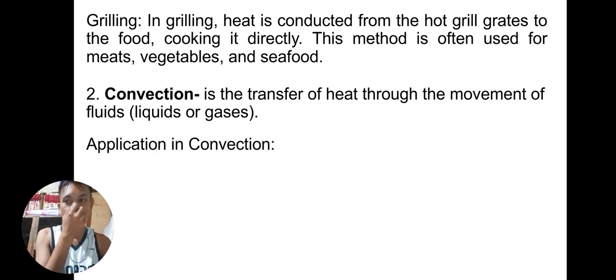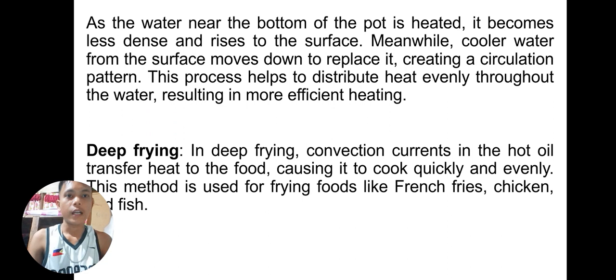That is called convection. So application in convection. As the water near the bottom of the pan is heated, it becomes less dense and rises to the surface. Meanwhile, cooler water from the surface moves down to replace it, creating a circulation pattern. This process helps to distribute heat evenly throughout the water, resulting in more efficient heating.